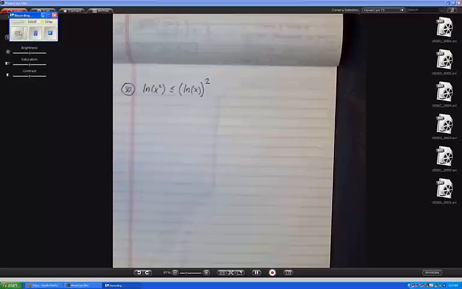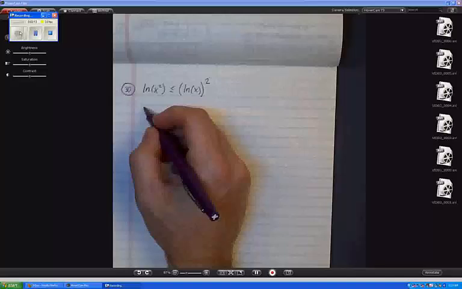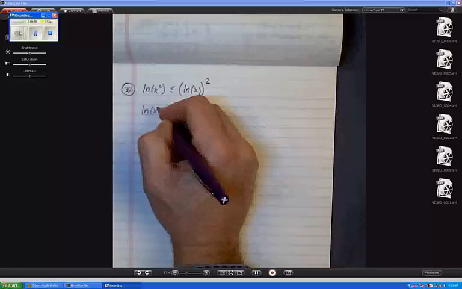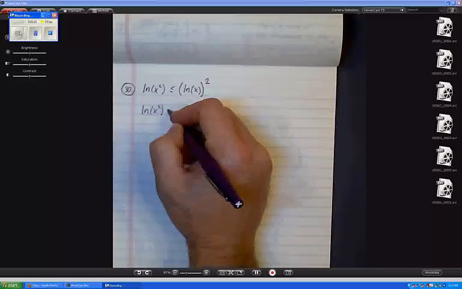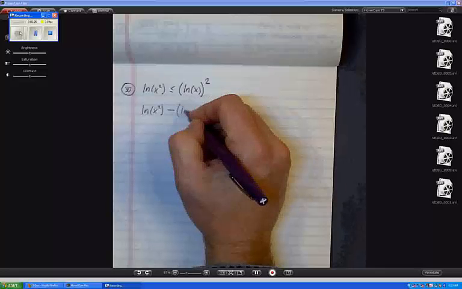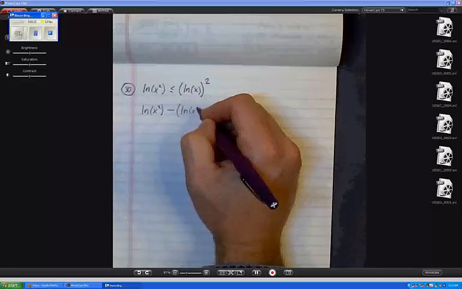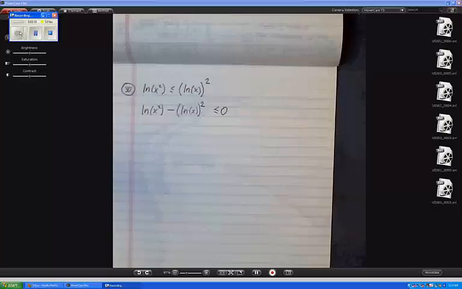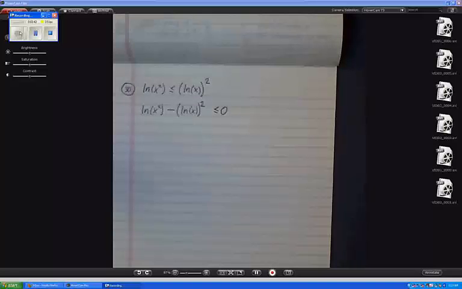So, okay. So what do we do? Well, my suggestion would be this. Let's write natural log of x squared, and let's subtract the natural log of x squared and make that less than or equal to 0. Okay? Now, I guess I could graph it on my calculator right now and look where this function is less than or equal to 0, and I could get an answer. But the directions say to solve the inequality analytically.